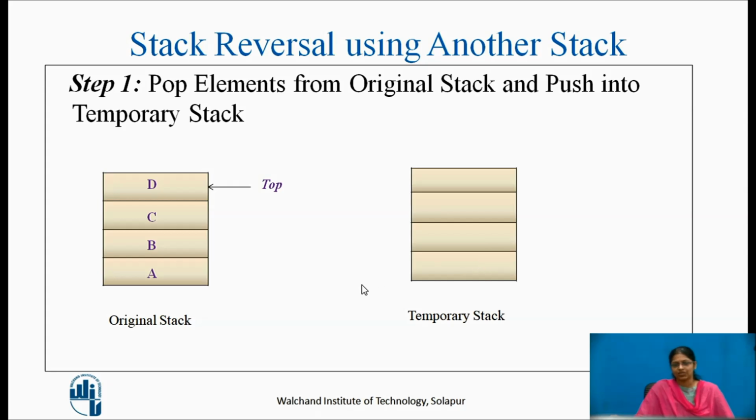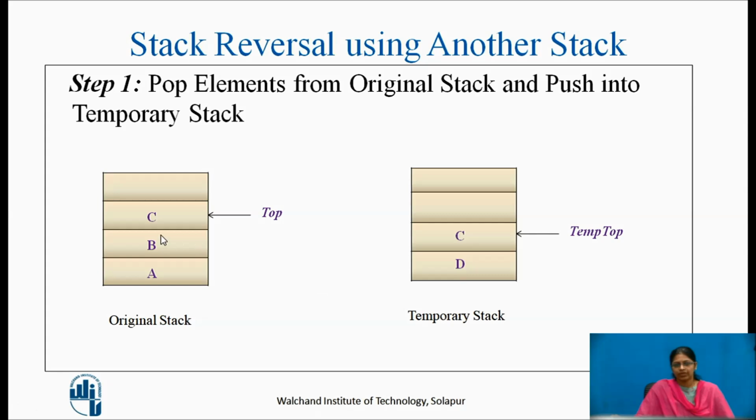So let us see the process. In this you can see the step by step process. The first element has been popped from the original stack and it has been pushed to the temporary stack. Then after that, the top is decremented in the original stack, whereas the top will be incremented in the temporary stack because we are pushing to the temporary stack. That's why the temporary top will be incremented by 1.